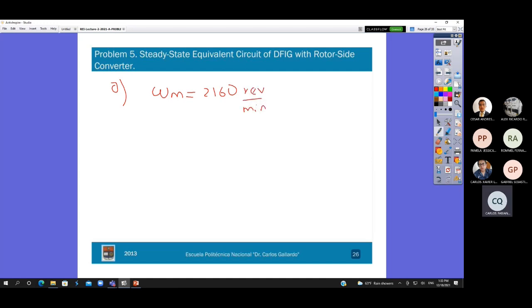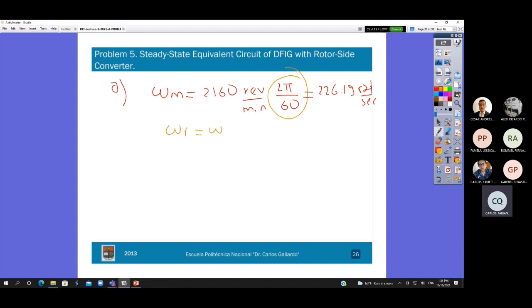Taking this revolution per minute value and multiplying by the conversion factor, 2 times pi over 60, I will get 226.19 radians per second. This is the conversion factor. Later on, in order to convert mechanical quantities to electrical quantities, I will use the number of poles, right? Therefore, I am computing the rotor electrical speed.